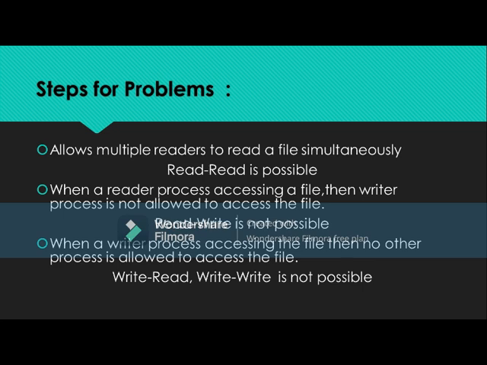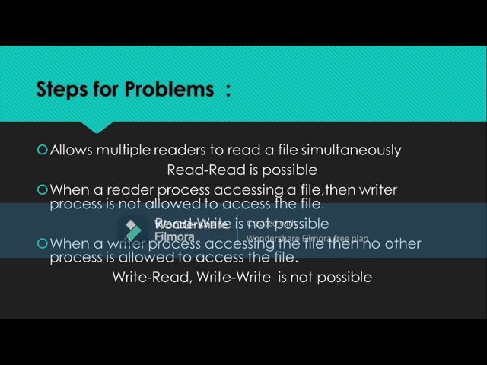Second problem: when a reader process is accessing a file, then the writer process is not allowed to access the file. When one process is reading the shared file, we won't allow any writer to write the content. If we allow it, definitely data inconsistency will occur. So read and write is not possible.